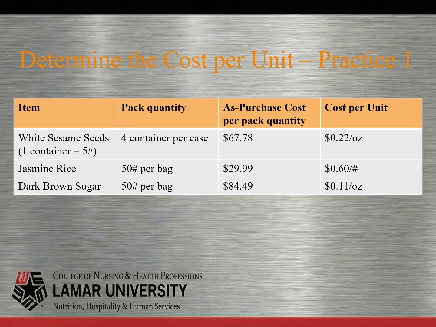The next step is to divide. So we have $67.78 divided by our total ounces, 320. And that gives us 0.211. So our answer, after we do our rounding, is 22 cents per ounce.